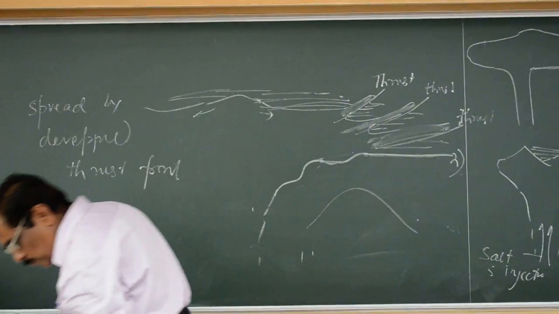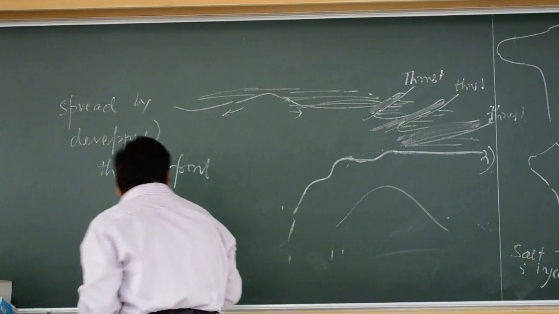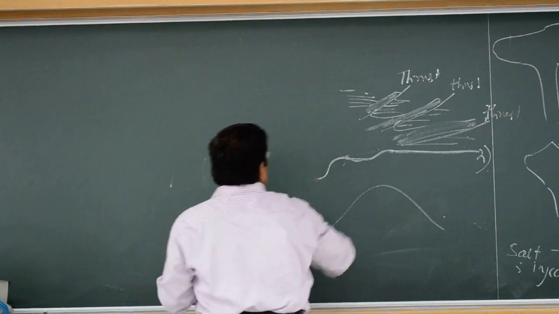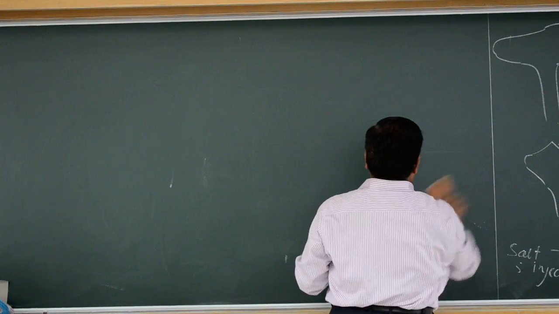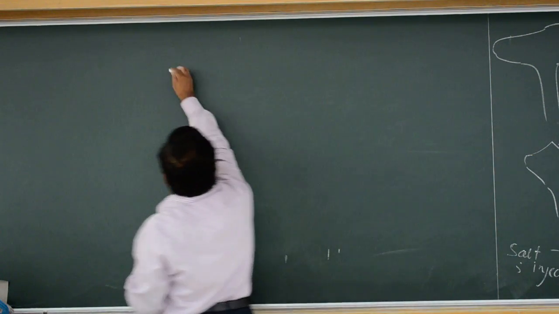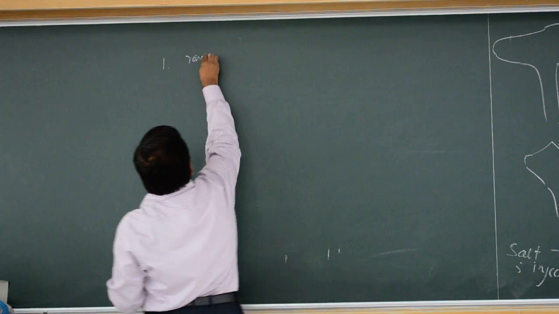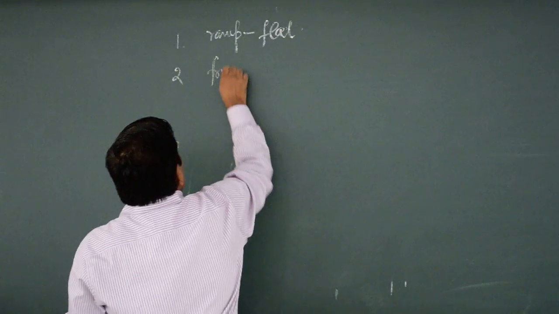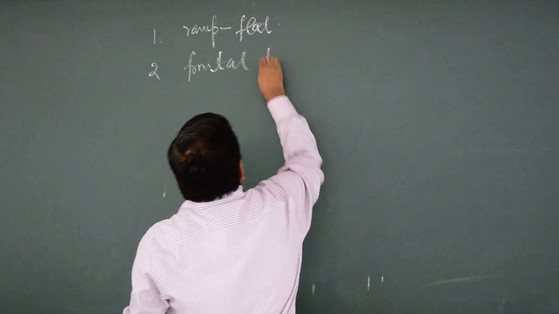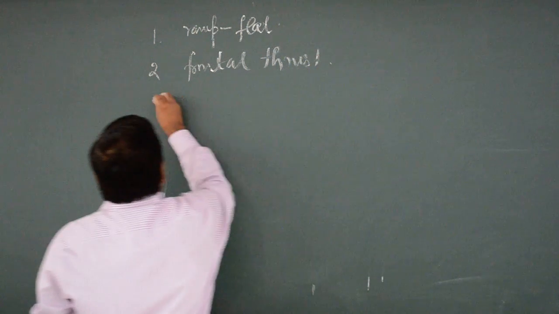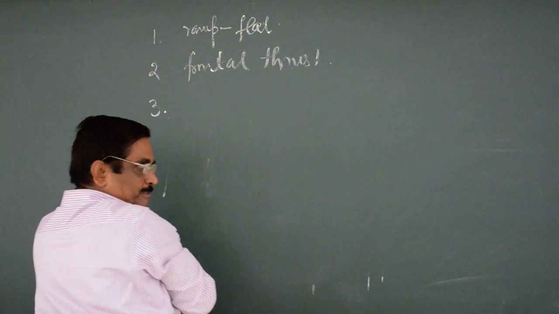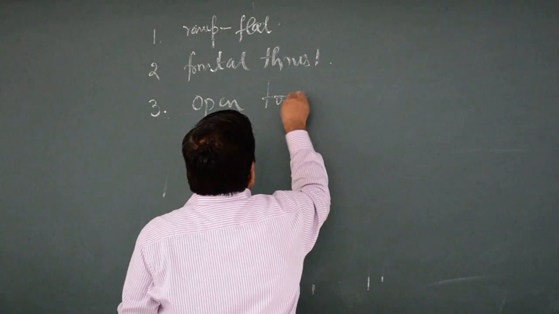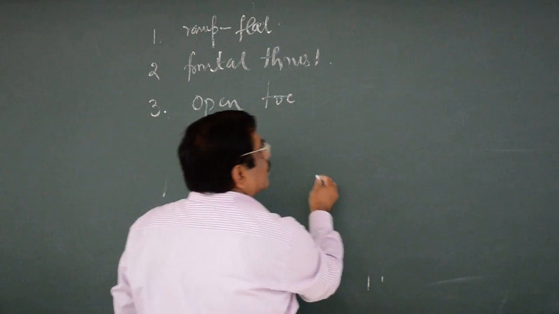Now, one more thing I am telling, open toe, the last one. So one is your first, ramp and flat. Second one is frontal thrust. Try to correlate the mechanisms. Third one is open toe. This is nothing but the same thing.